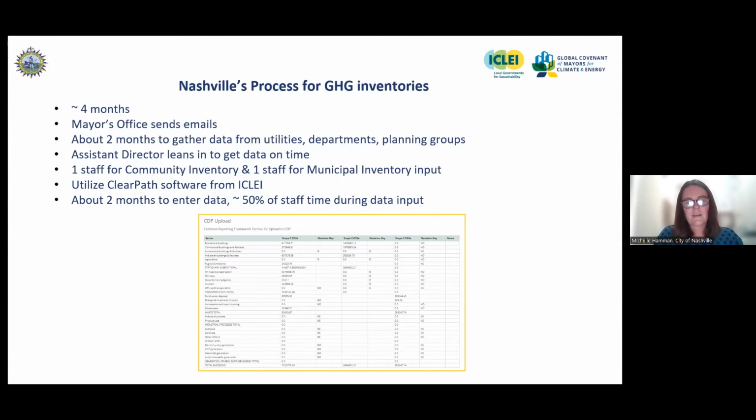Other than these 4 months every 2 years to do the inventory, we also attend webinars, and we read a lot and do research to keep up to date and to be able to use the most accurate methods. I know you can't read this, but this bottom part is what Kaylin has mentioned, the CDP upload, where we upload our inventory from ClearPath into CDP.